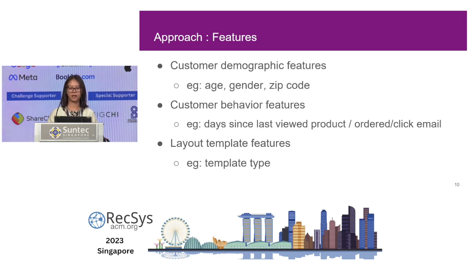So what are some of the features for our model? For each customer, we use customer demographic features, for example, age and gender. We also use customer behavior-related features, for example, how many days since this customer last viewed a product, ordered a product, or clicked an email. And we also have some email layout template related features, for example, what type of template it is.